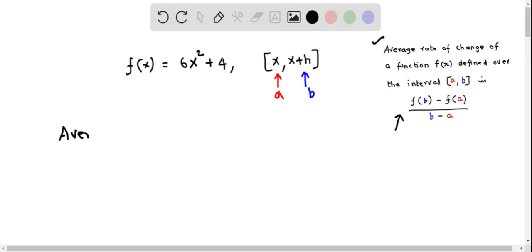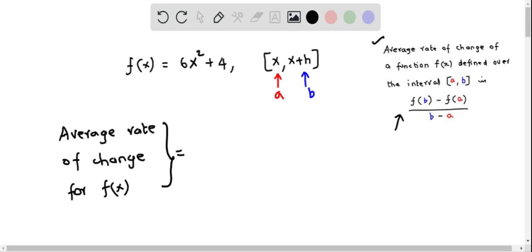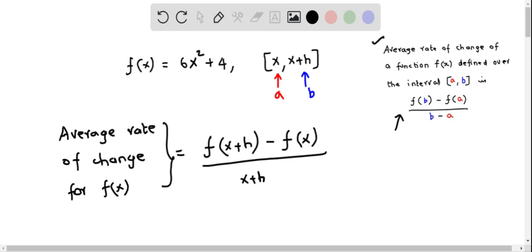So I write average rate of change for f of x, and this is given by f of b, which is f of x plus h, minus f of a, which is f of x, divided by b minus a, that is b is x plus h, minus a is x. Now we have to determine this quotient.